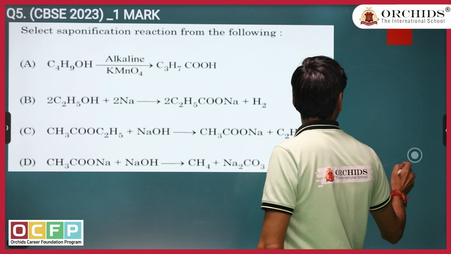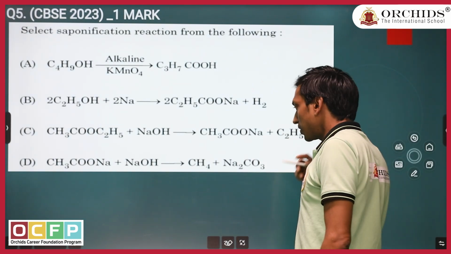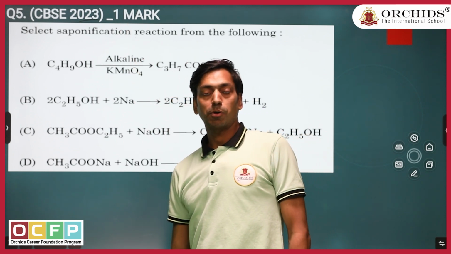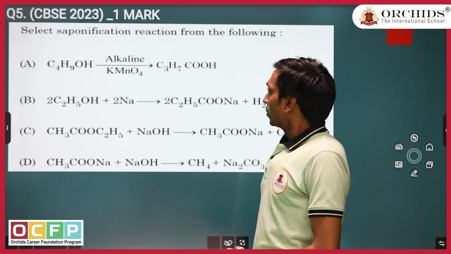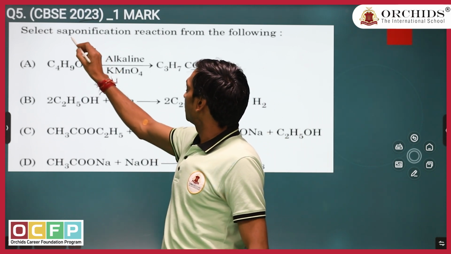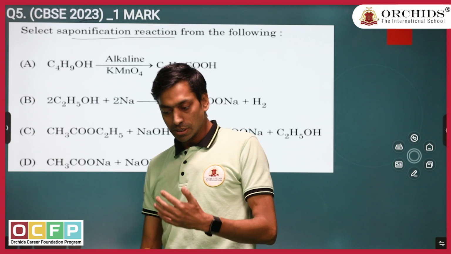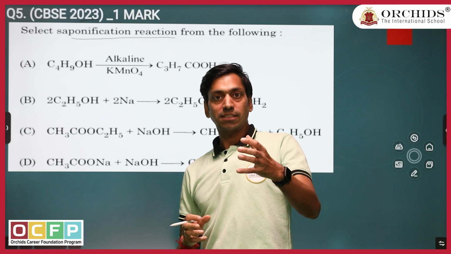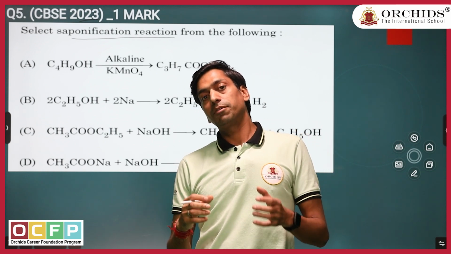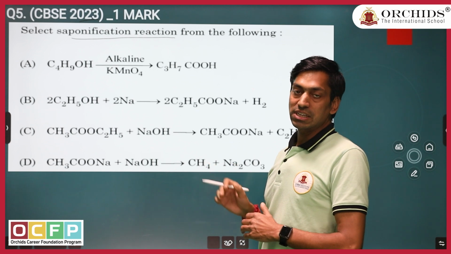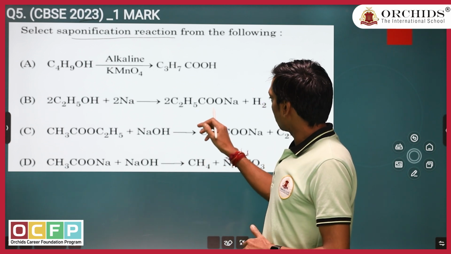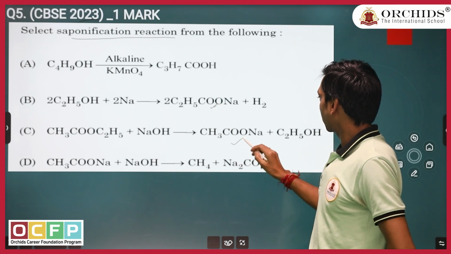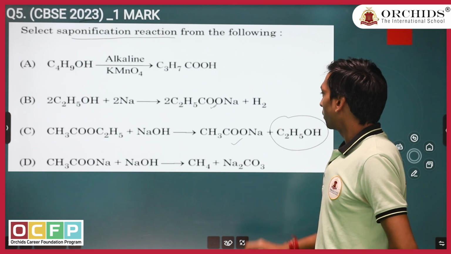So question number 5. This question is again from the 2023 paper, 1 mark, and this question is from the chemical properties of carbon compounds. In this case, we have to select the saponification reaction. This is the reverse of esterification. In this case, we take ester. Saponification means what? In this, esters are treated with sodium hydroxide, and which produce the sodium salt of carboxylic acid and alcohol. So in which case are we getting sodium salt of carboxylic acid? Yes, in this case, but along with that, it produces alcohol also.